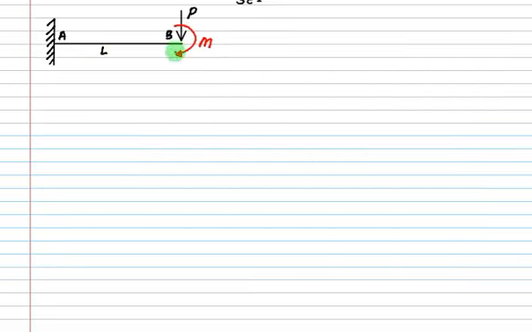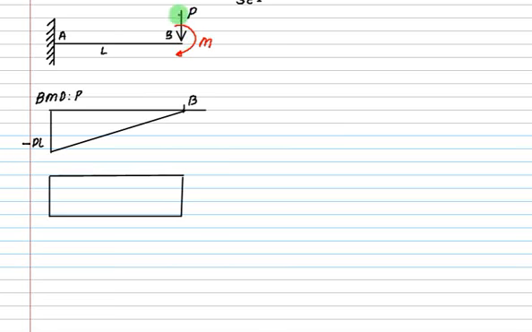Find out the maximum deflection of the beam, that is at point B. The beam has uniform EI. Is this bending moment of P clockwise? For the right hand side section it is a negative value. Is this moment clockwise? So this is minus M.